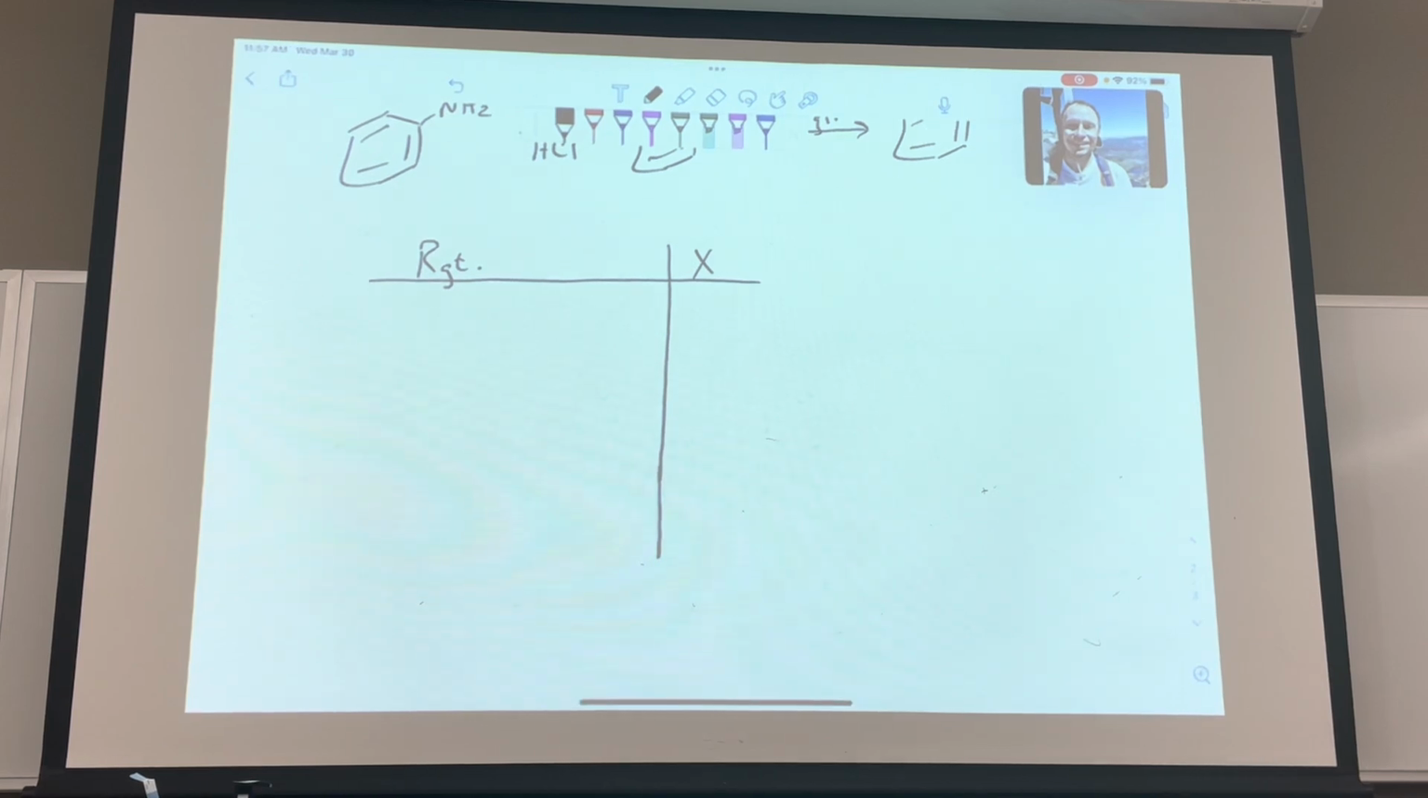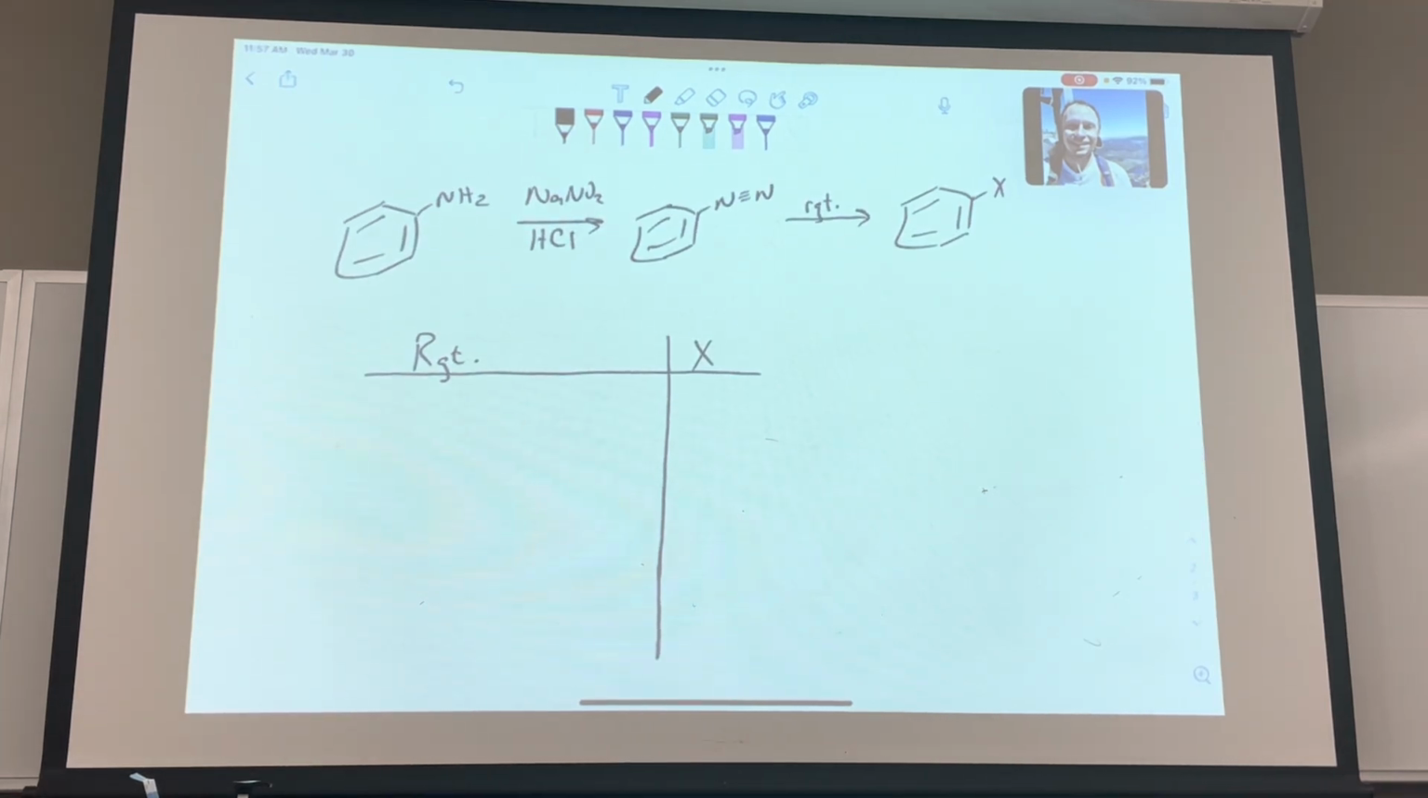Did you say this is a summary? Did I say it's a loop? Did you say this was a summary? Yeah, it's just all the different things that you can do with the diazonium, once you make the diazonium.